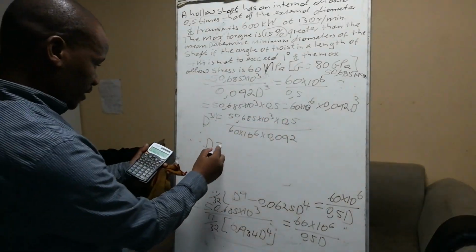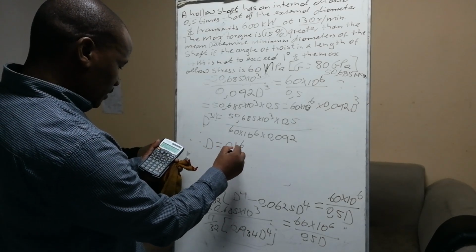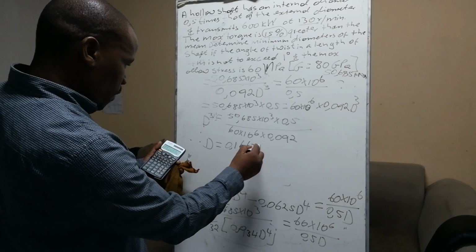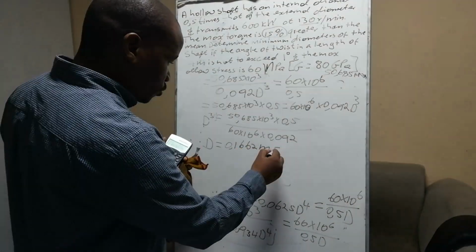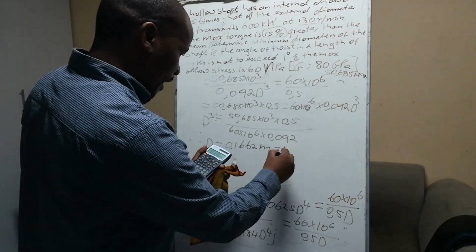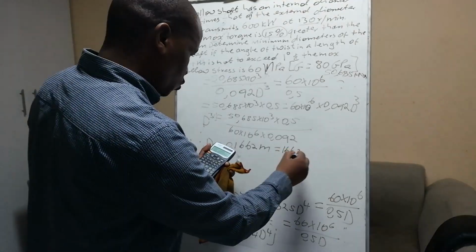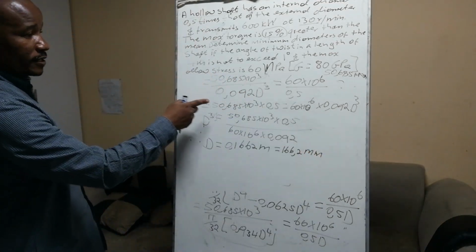And the answer there is what? It's 0.1662 meters. And this is the same as what? We can multiply by 1,000 to get 166.2 millimeters.